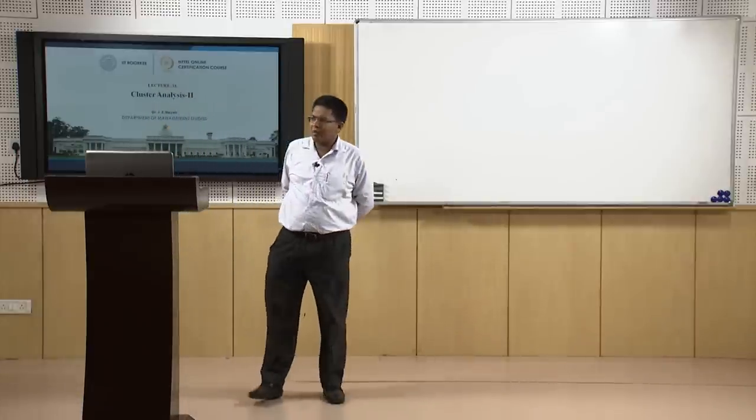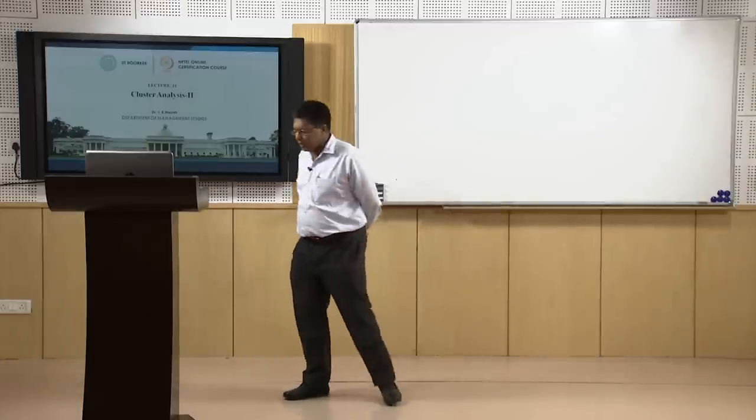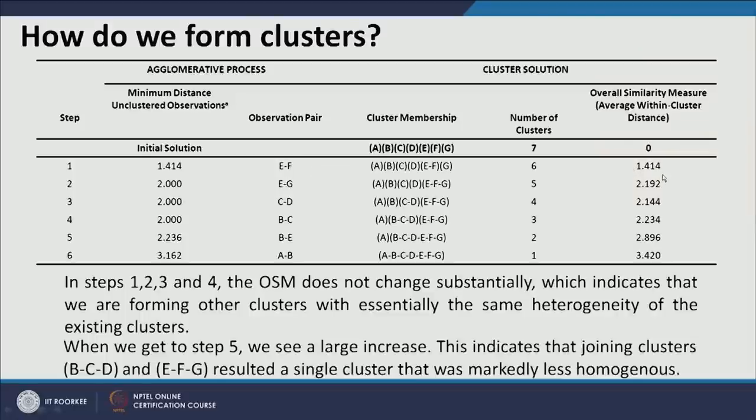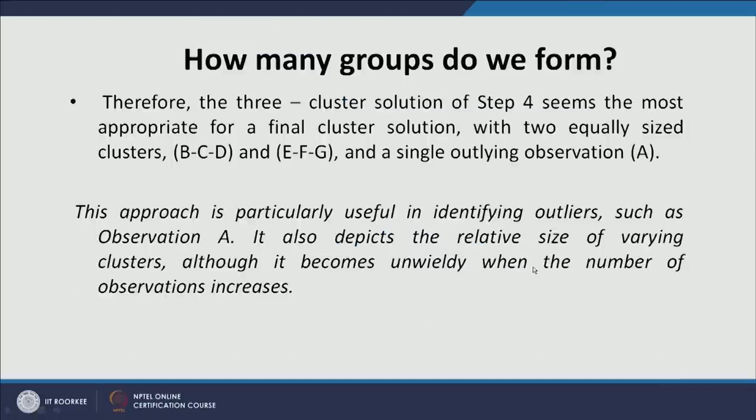Now after doing this, you need this overall similarity measure. What is this overall similarity measure? The overall similarity measure is nothing but the average within the cluster distance. What do we mean by the average within the cluster distance? How do we measure it? For example, let us look at the first case, when it is 1.414. How have you achieved this 1.414? Let us look at this table. The pair was E and F, and the combination is 1.414, and the next one you see is 2.192.